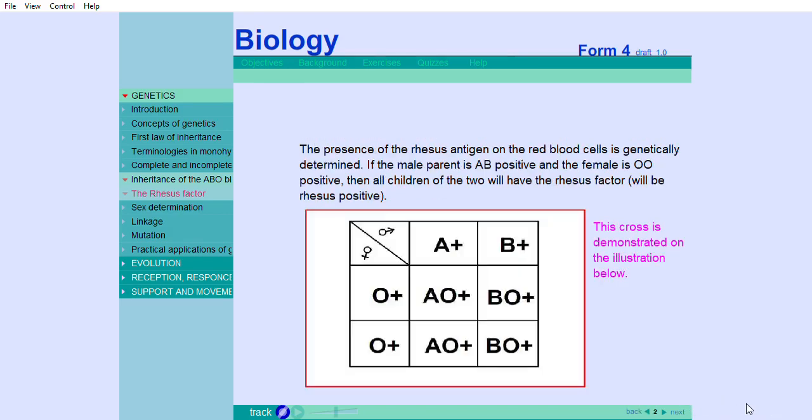The presence of the rhesus antigen on the red blood cells is genetically determined. If the male parent is AB positive and the female is OO positive, then all children of the two will have the rhesus factor positive. This cross is demonstrated on the illustration below.